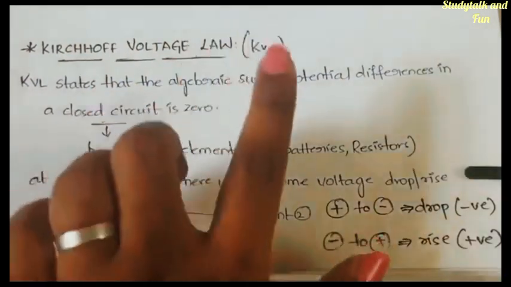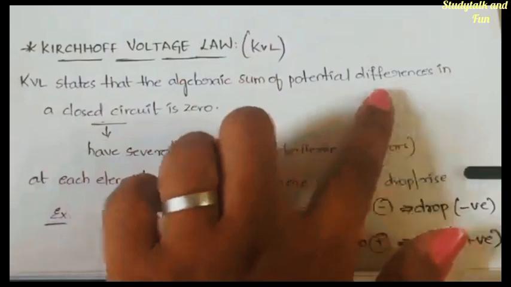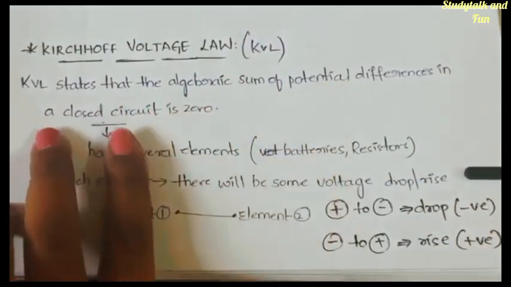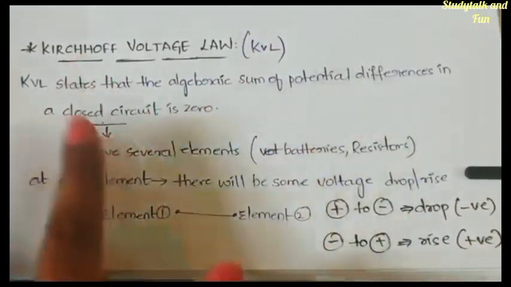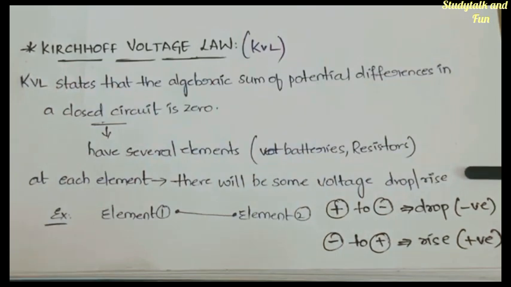KVL states that the algebraic sum of potential differences in a closed circuit is 0. Closed circuit, you need to remember this. In a closed circuit, the sum of potential differences should be equal to 0. That is, it obeys the law of conservation of energy. It is also called the law of conservation of energy.